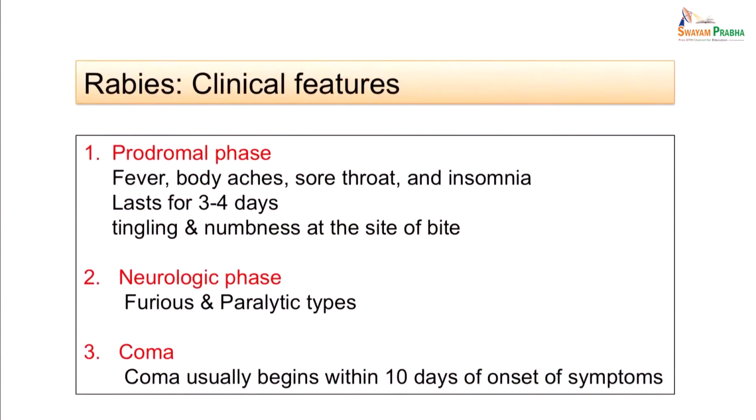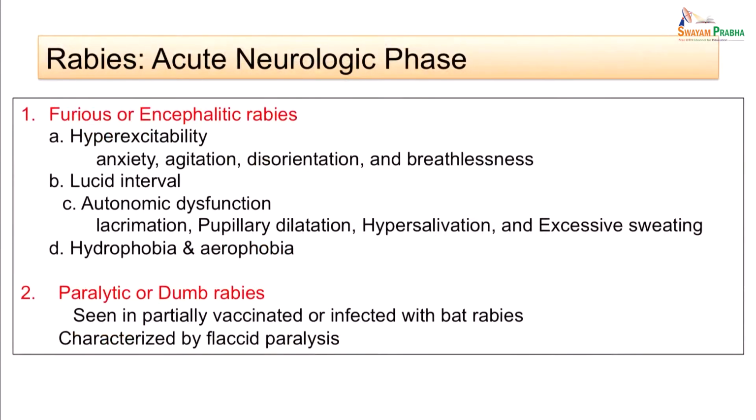The only specific symptom that is usually present in the prodromal phase is tingling and numbness or pain at the site of the bite. The prodromal phase is followed by a neurologic phase. Usually 2 types of neurologic phases have been observed in rabies patients. Either it is a furious or encephalitic type of rabies, or a paralytic type of neurologic phase. Now, the furious or encephalitic type of rabies is the most commonly observed acute neurologic phase. In almost 75% of rabies patients, this type of rabies is seen.